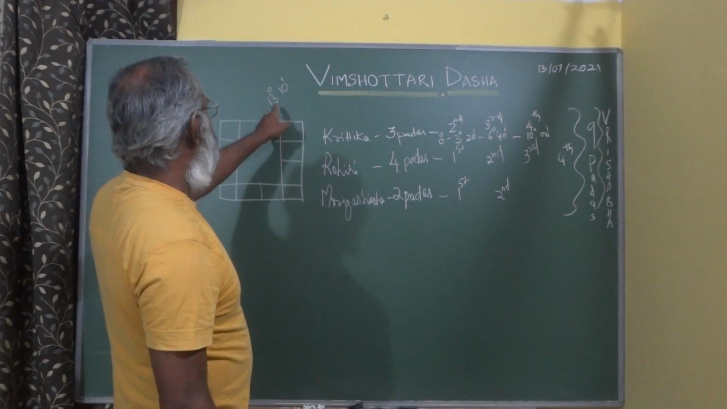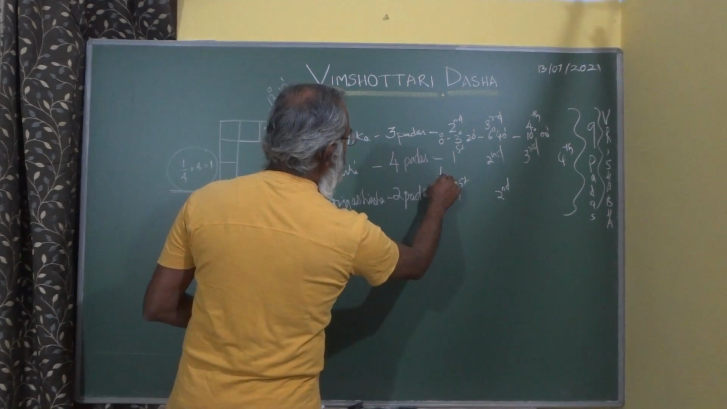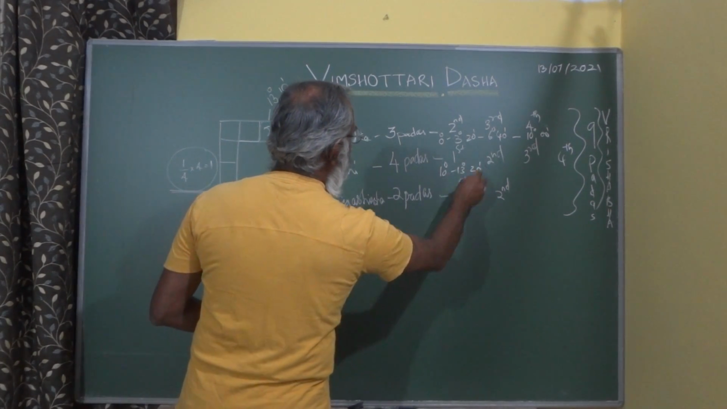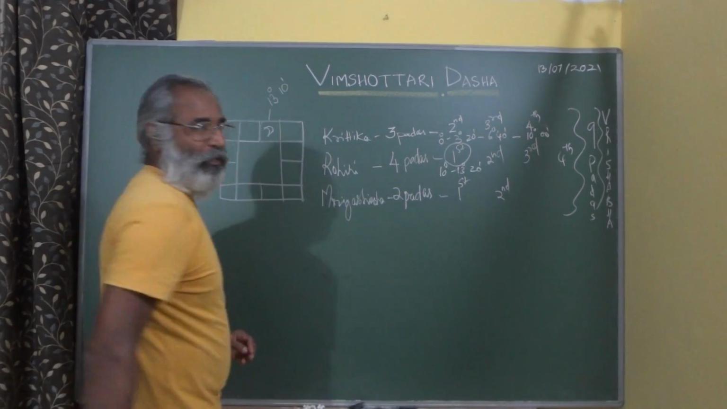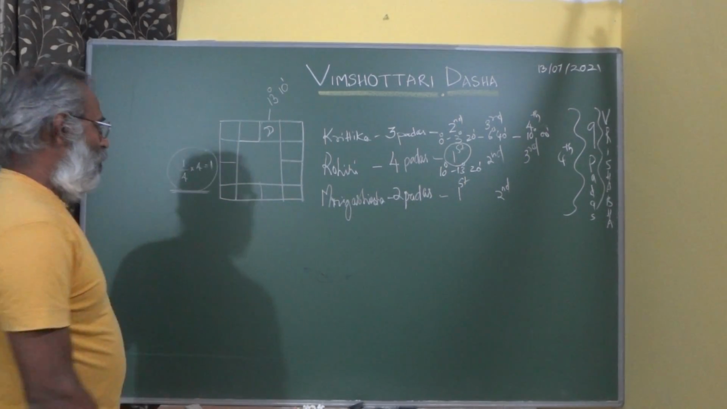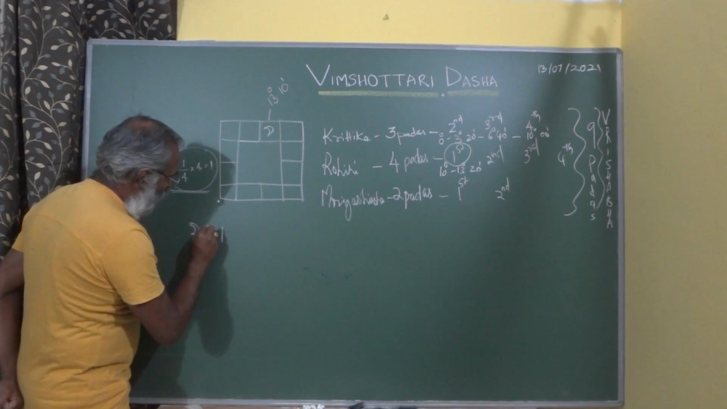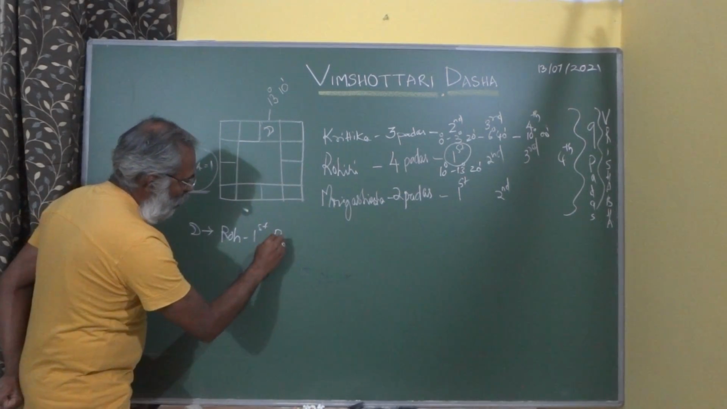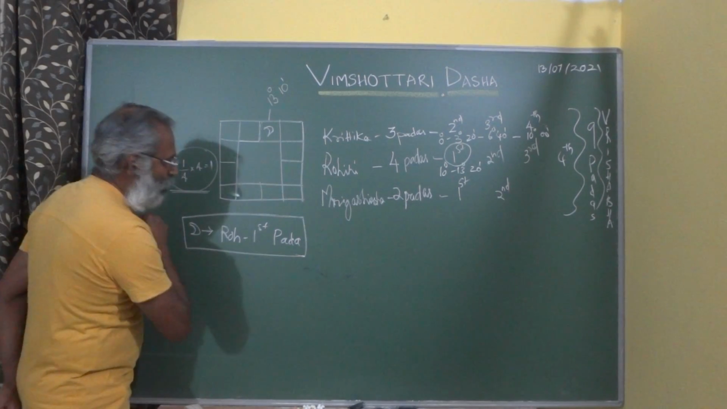So we know that this moon is placed at 13 degrees 10 minutes. We need to see where it actually falls. From 10 degrees to 13 degrees 20 minutes, it is Rohini first. So now we know that the moon is placed in Rohini first pada. First we should find out this.